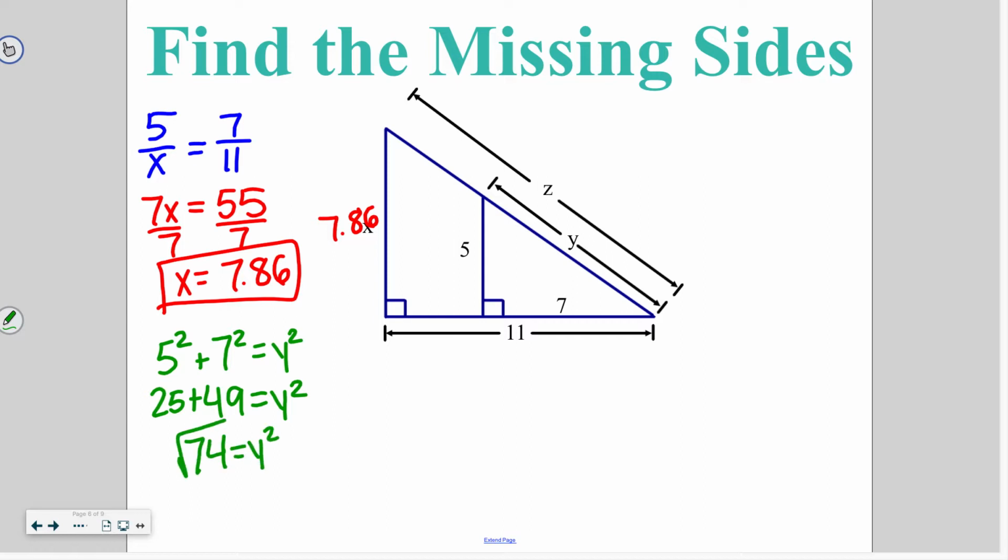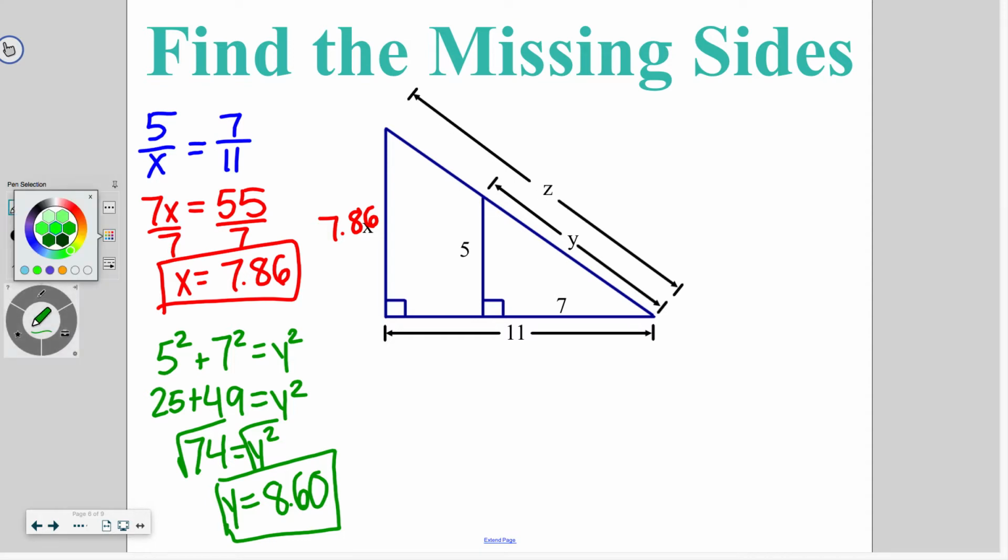In order to solve that, I'm going to take the square root and get a value of y is equal to 8.60 after I round. So that means the hypotenuse of this smaller triangle is 8.60. I'm then going to use that idea to find the hypotenuse of the longer triangle.